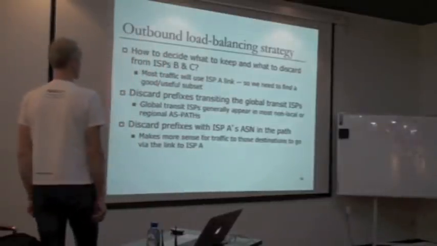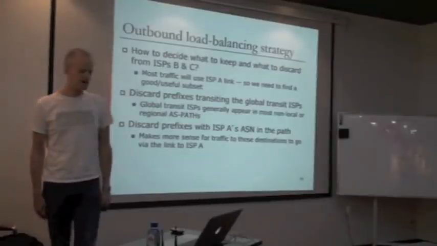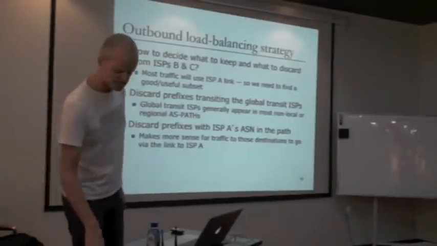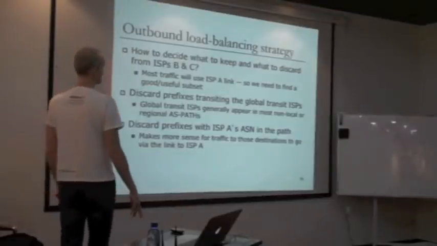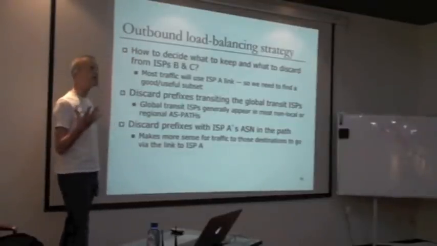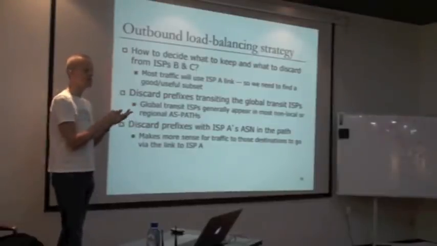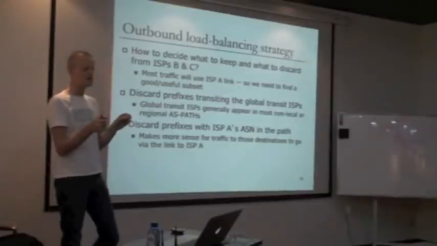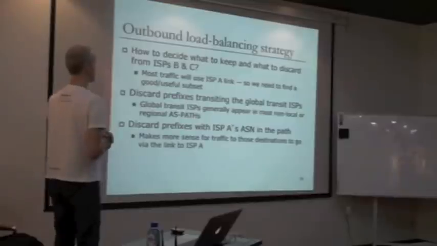What's the outbound load balancing strategy? So what are you going to decide to keep and throw away? Now, as I said before, most of the traffic is going to use the link to ISP-A. That's the biggest link. So you want to fill it up. And the other two links, that's where you do your traffic engineering. They're smaller, so you have a smaller subset of traffic running there.